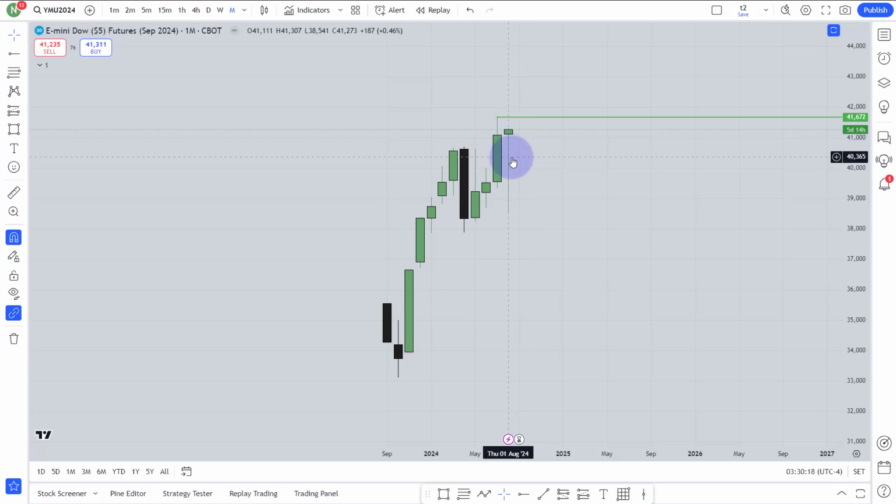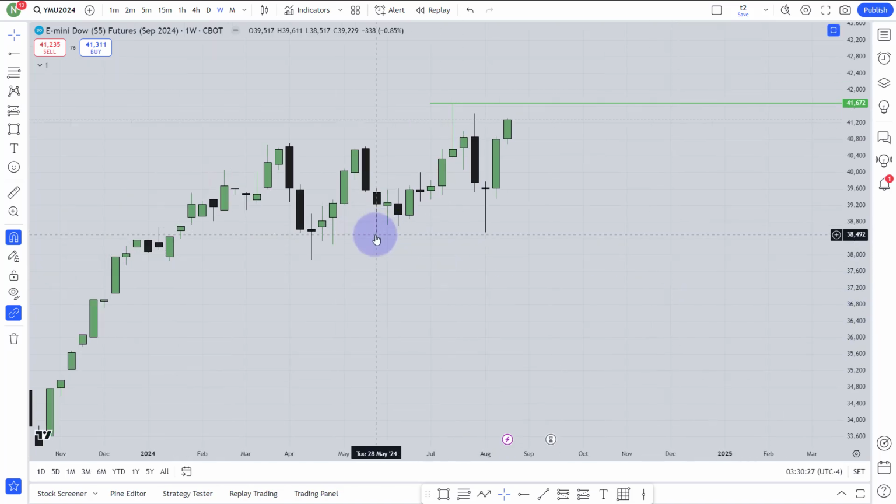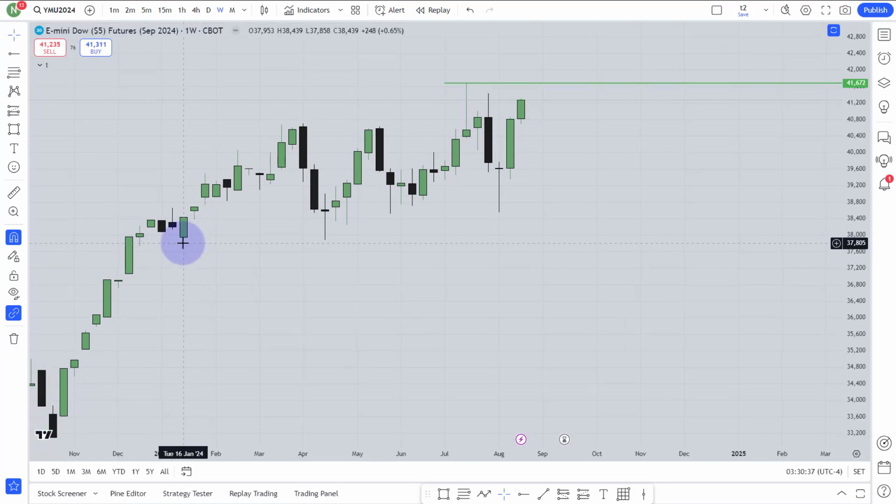If you go to your weekly chart, as you can see here, it has a lot of relatively equal lows. See this low and that low, they are relatively equal lows. This low and that low, they are relatively equal lows. What do you learn from here?